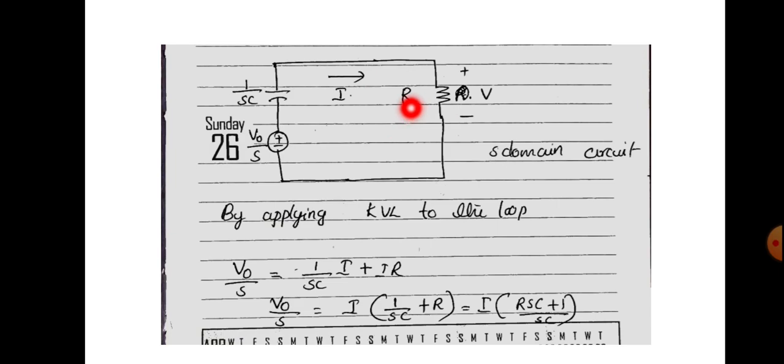So the voltage will be I into R. By applying Kirchhoff's current law, we will get this equation. And in this equation, we can take I outside. So we will get it like this, and by solving this, we will get this.